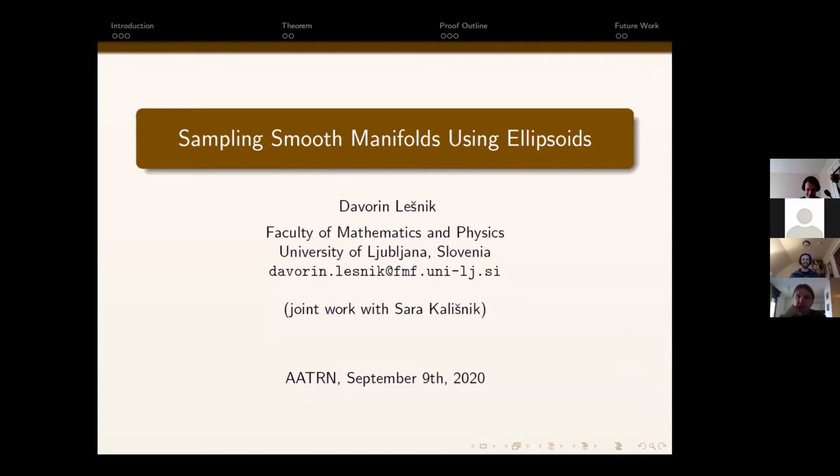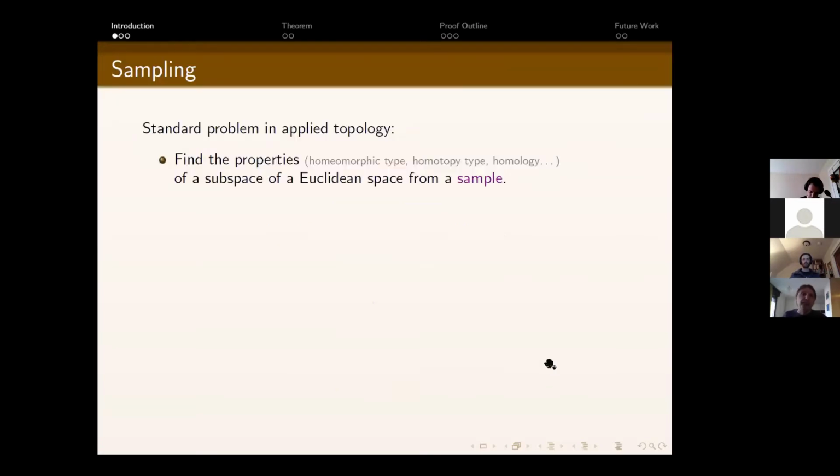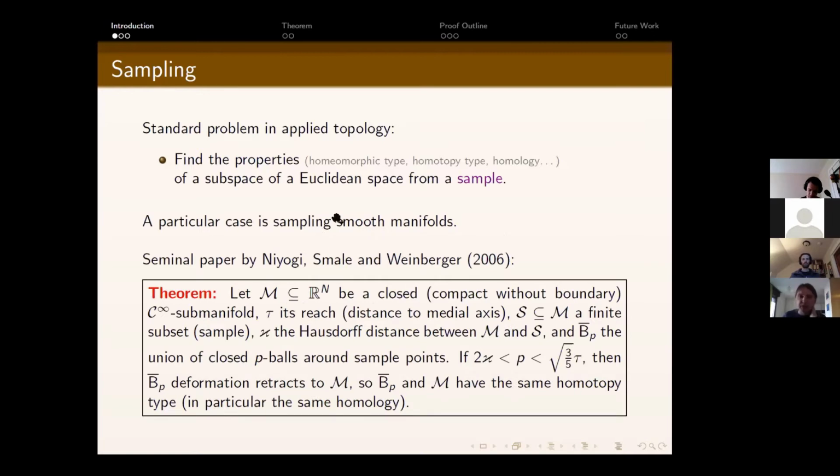Now, the topic is actually a rather familiar one. You have an object in a Euclidean space. You know some basic information about it, such as dimension, and you have some sort of access to it, basically some form of sampling, and then you want to determine the nature of this object. There are a lot of variants of this theme, and an example are manifolds, in particular smooth manifolds.